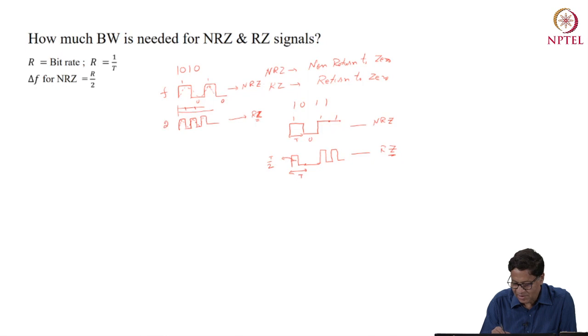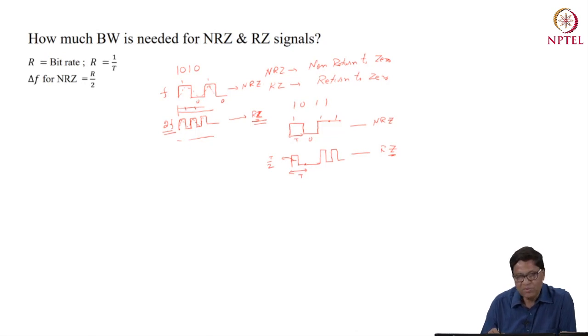will have a frequency 2F. So if I am transmitting an RZ signal, I require high bandwidth. And if I am transmitting an NRZ signal, I require smaller bandwidth as compared to RZ. So normally for RZ, why do you need RZ? Why do you want to use high bandwidth?